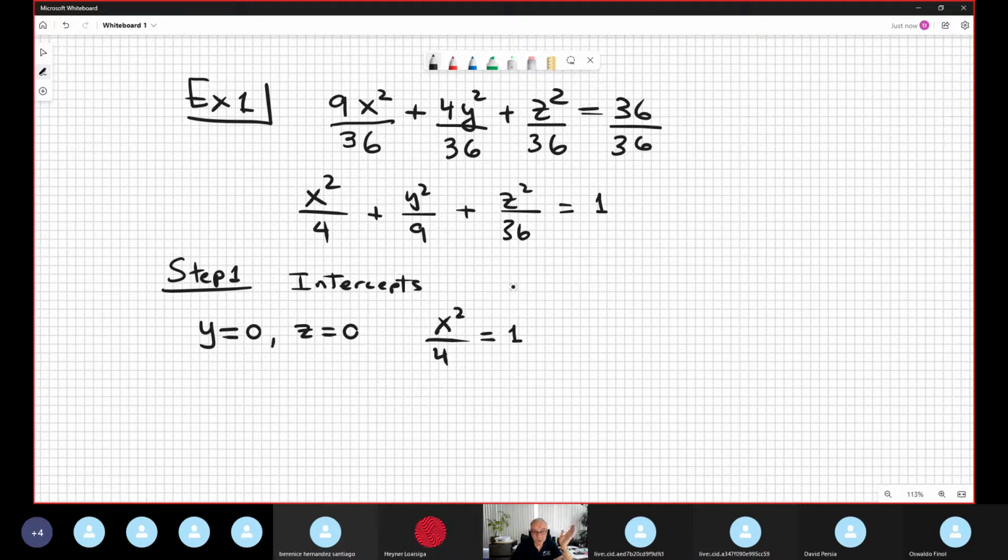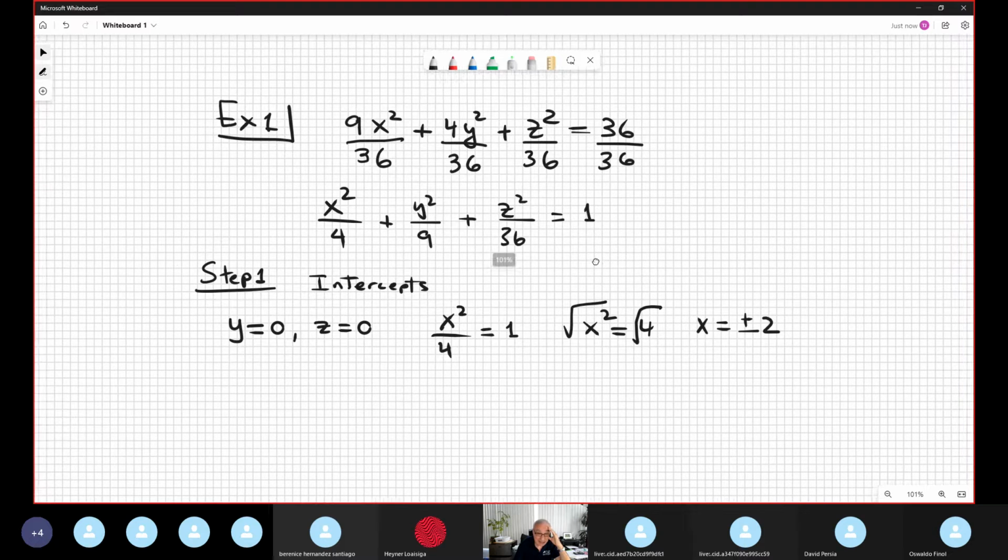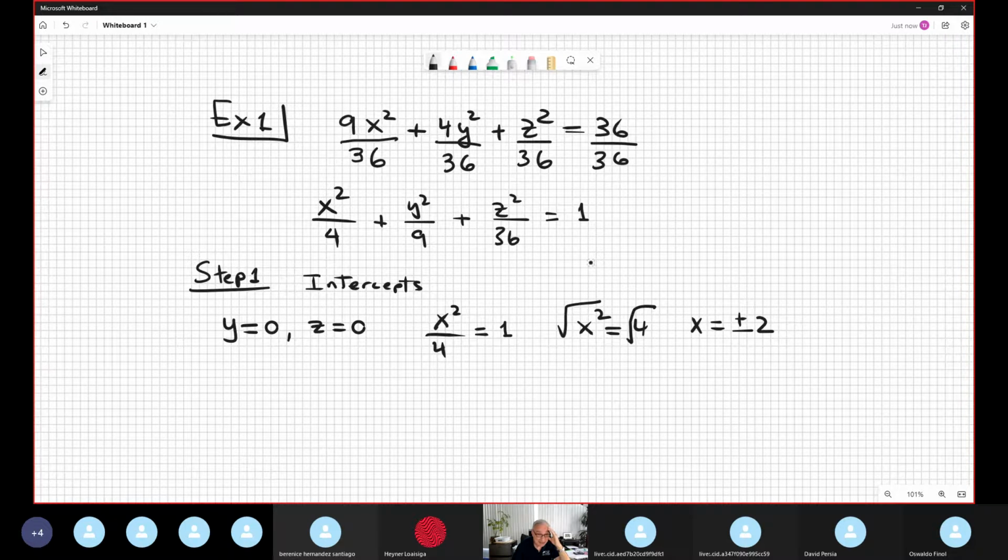And this looks like an easy quadratic equation. x squared is equal to 4, cross multiply, apply the square root to both sides. It's obvious that x is equal to plus and minus 2. Therefore, you have the intercepts on the x-axis. Sorry, I forgot to explain this idea. So the points are (2, 0, 0) and (-2, 0, 0). Super clear, right? Elementary.